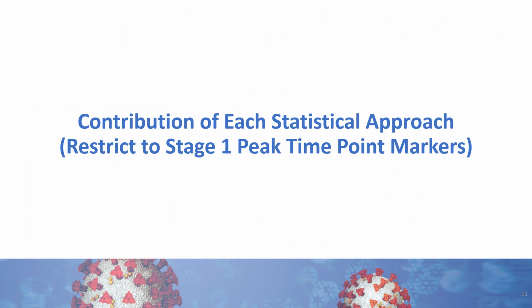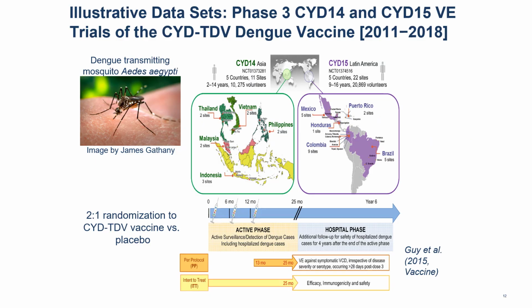So now I'd like to briefly go through each statistical approach for stage 1 correlates. And I'll be using 2 dengue vaccine efficacy trial data sets for illustration, the CYD14 and CYD15 data sets. And the vaccinations were administered at month 0, 6, and 12. And then the marker being studied is the neutralizing antibody titer measured at month 13.